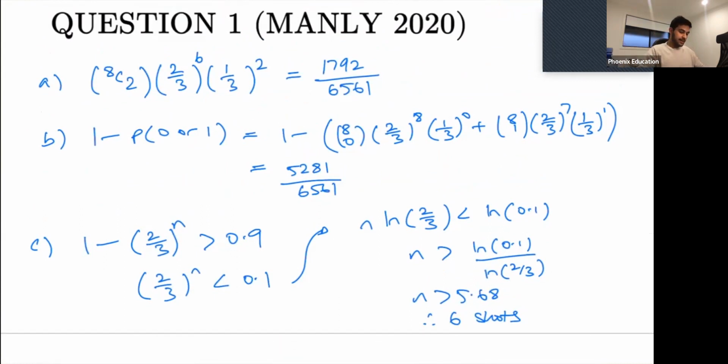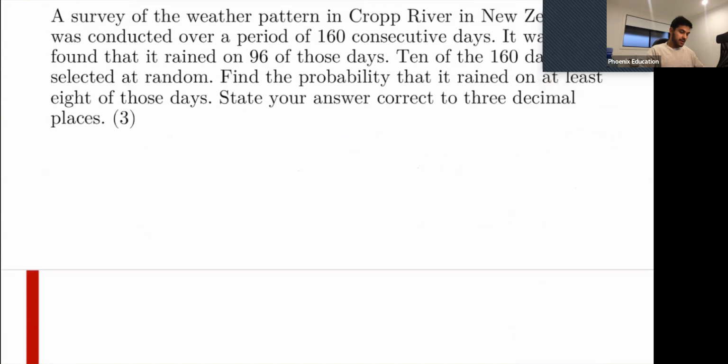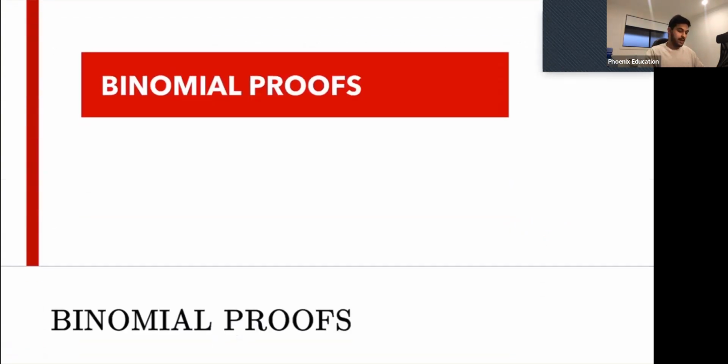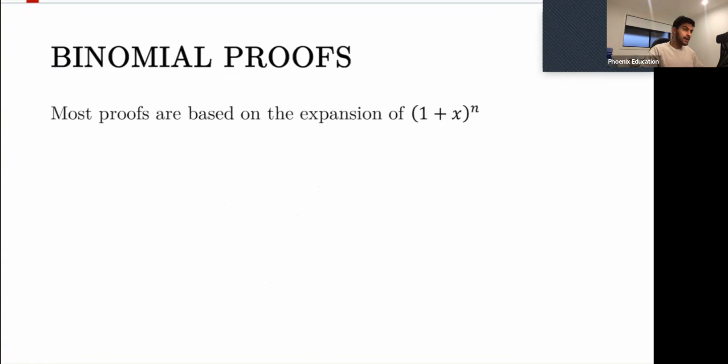Okay, the very last thing in terms of columns, so we are running pretty behind. So again, this one we'll be skipping. This one comes from Manly 2019, but it will be in the annotated slides. Let's look at binomial proof. So this is, again, another gray area, but it is still assessed. So you do need to be cautious of this topic if you are being assessed on it.